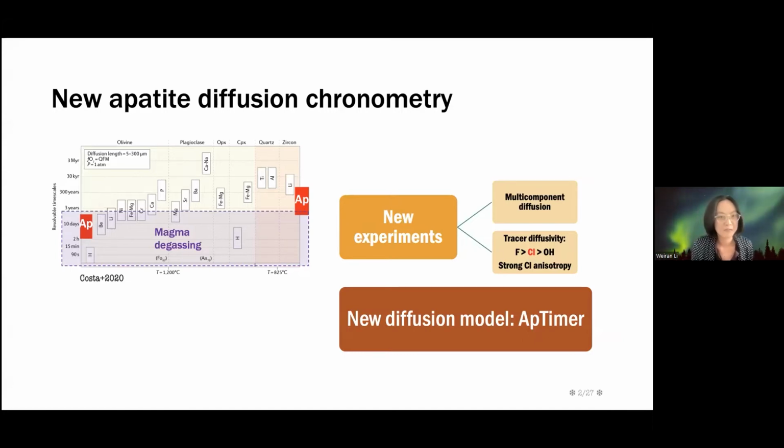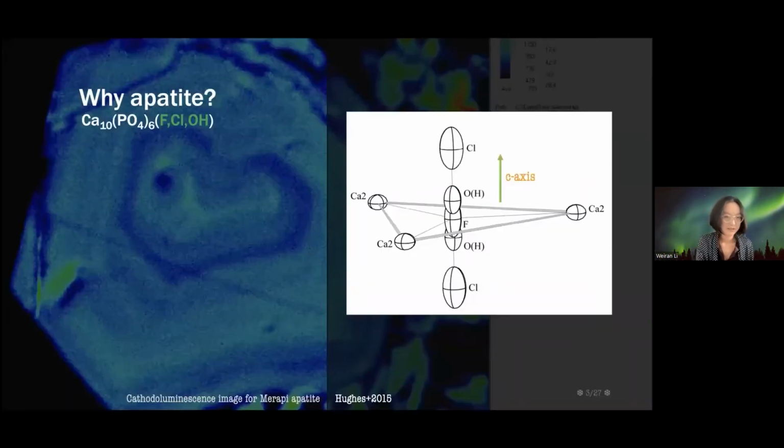And from these experiments, I want to highlight that we found a multi-component diffusion mechanism that I will talk about in following slides. We also established a diffusion model called AppTimer that can be used to model diffusion profiles in natural samples. So first of all, why do we want to study apatite? What's the use of apatite?